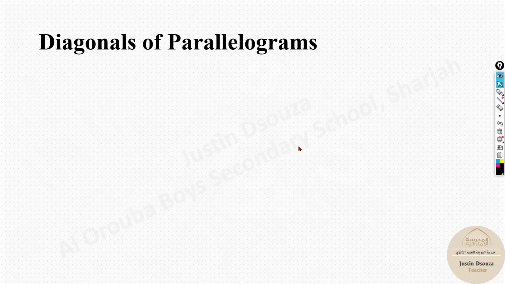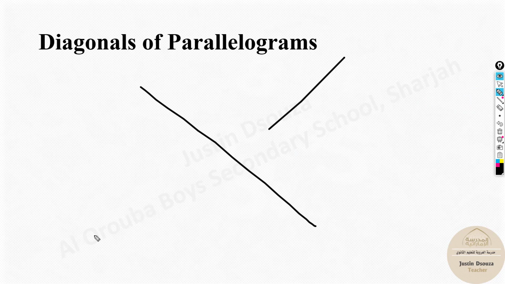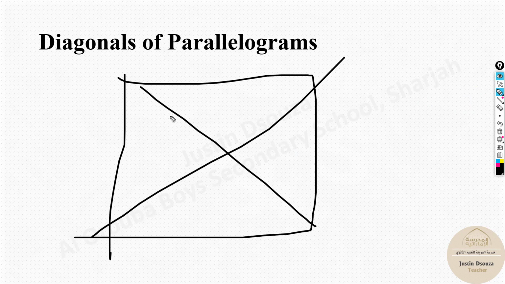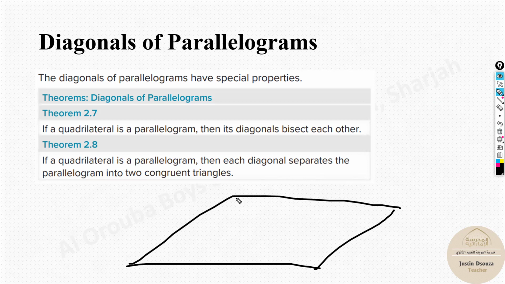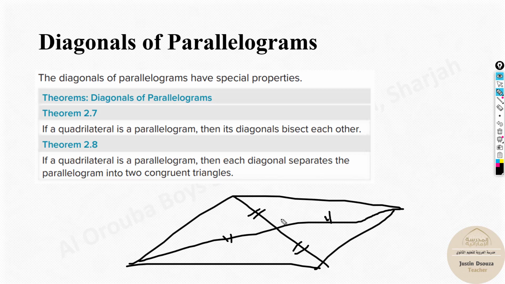Now we will move on to diagonals. A diagonal is something which is drawn across, which joins two ends. Now if it's a parallelogram, the diagonals bisect each other. What does bisect mean? Let me just draw a parallelogram like this. When we have two diagonals, now this is equal to this. Bisect means you're cutting something equally. You're bisecting a cake into exact halves, two halves.